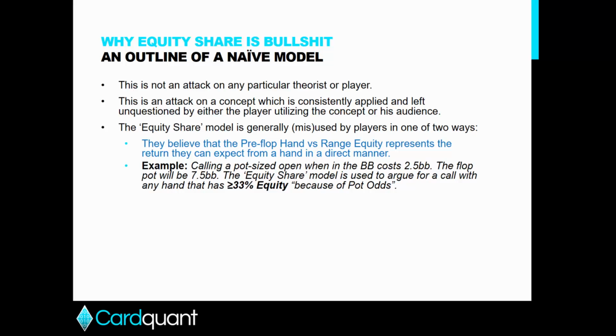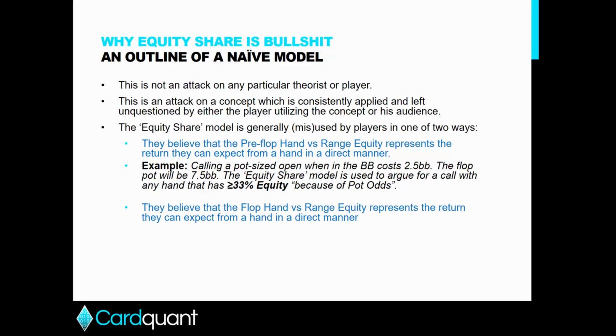And the equity share model tends to argue for a call with basically any hand that has more than 33% equity because of pot odds. And that's as far as it goes. That's a mistake. The other mistake that the equity share model leads you to is people believe that the flop hand versus range equity represents the return you can expect from a hand in a direct manner.